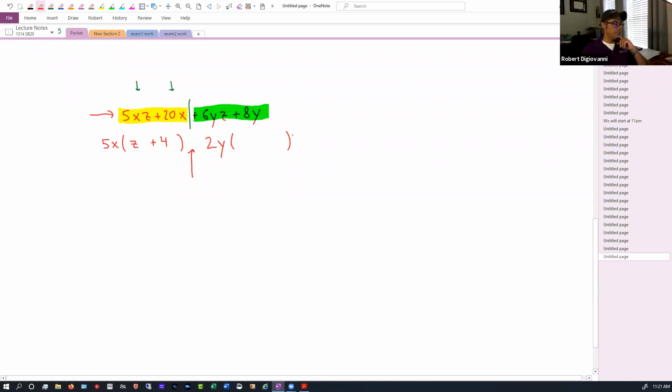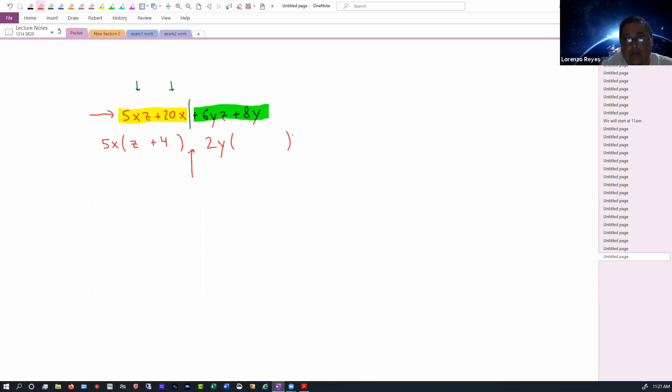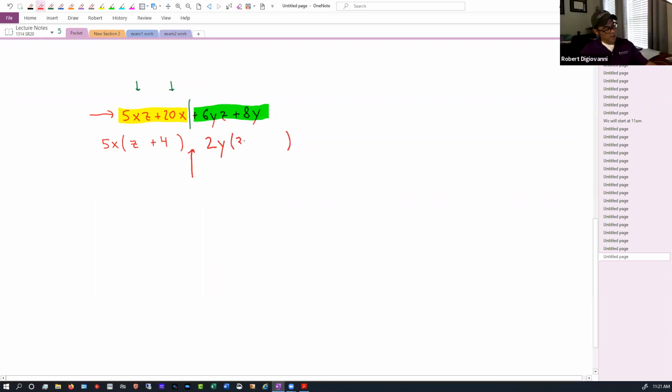Now, what would go in that parentheses if I wanted it to distribute back through and give me back what I have in green? Z plus 4? 3z, right? I need a 3z plus 4, right? Okay, now where I put that arrow here, I said leave a space there.